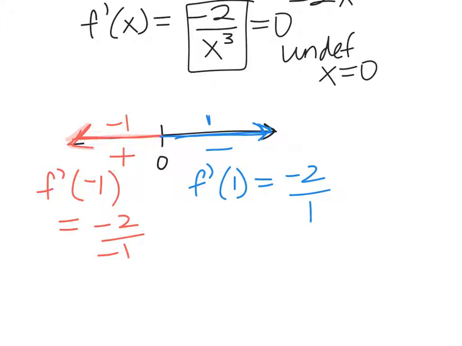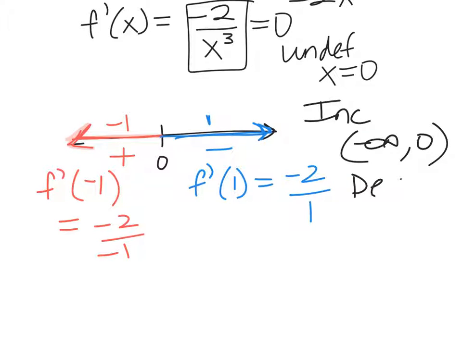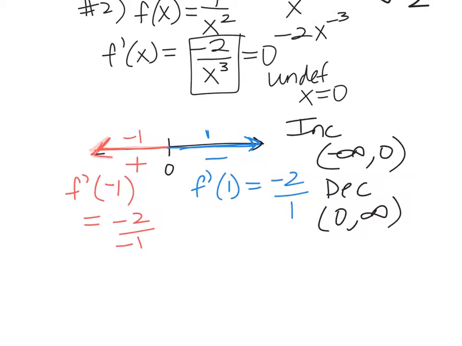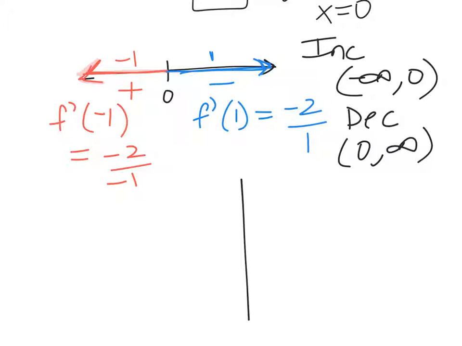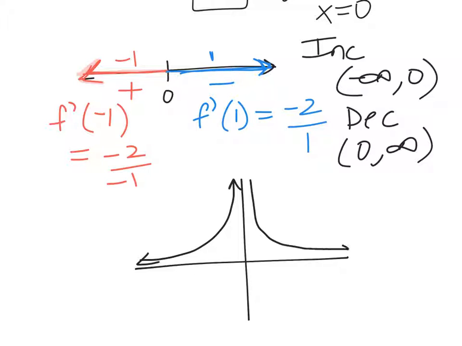All right, so then this graph is increasing from -infinity to 0, and then this graph is decreasing from 0 to infinity. Do you know what the original function looks like? It looks kind of like the Atari symbol. Is that too old for you guys?